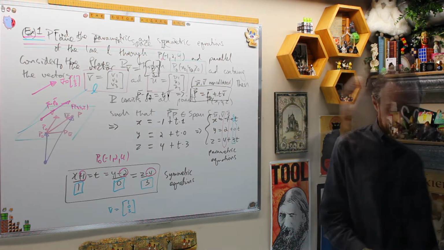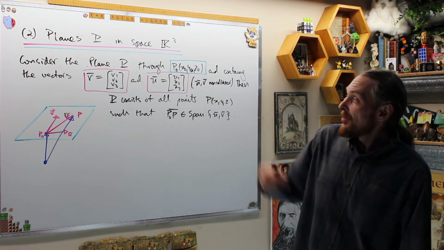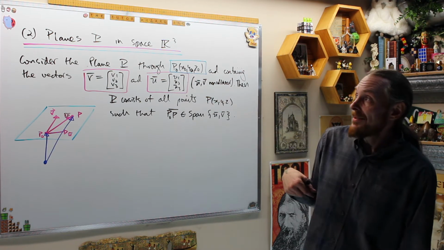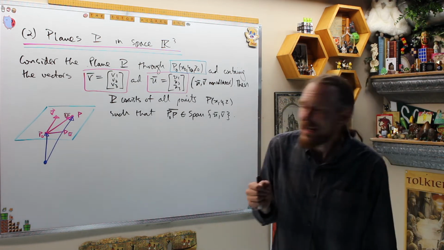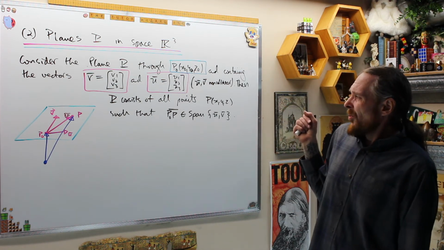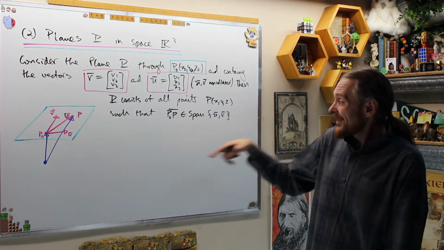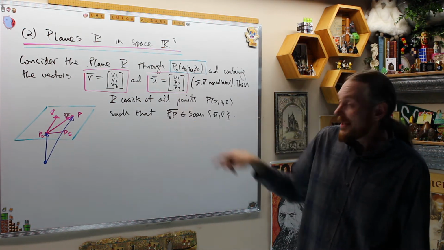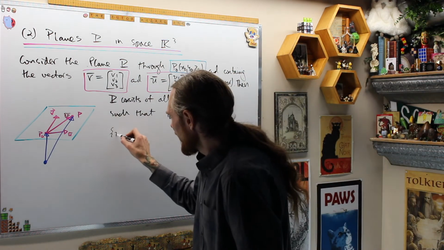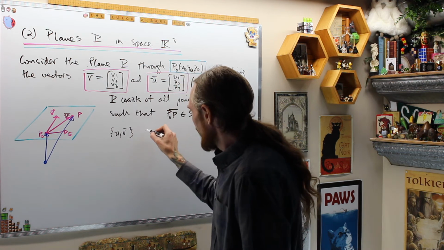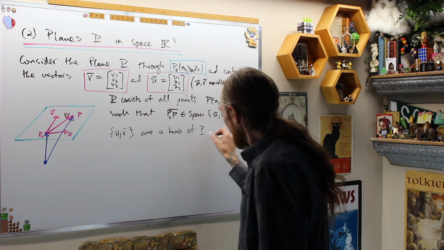Let's do planes. 2. Planes P in space R3. Consider the plane P through the point P naught this time, and now containing 2 non-collinear vectors u and v, so they're not in the same direction. And what we're going to notice this time is the plane P consists of all the points x, y, z such that this vector P naught P is in the span of u and v. Why is that? U and v are non-collinear, therefore are a basis of this plane P.